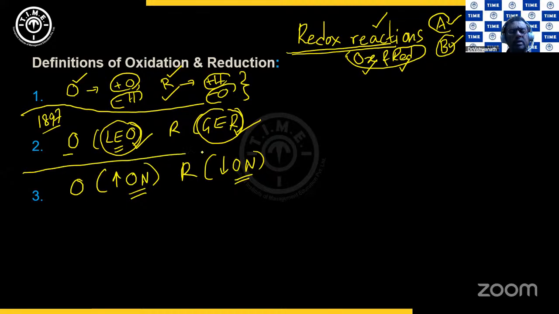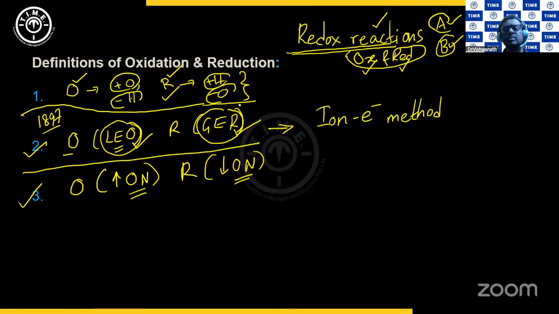So there are three definitions, and we are going to take up the second and the third one for balancing redox reactions. In a reaction where loss of electrons and gain of electrons are happening, the method that we employ is the ion electron method. The ion electron method employs the concept of oxidation and reduction in terms of electrons. It is also called the half reaction method. By and large, this method is the most accurate.